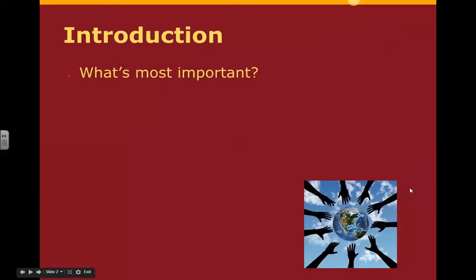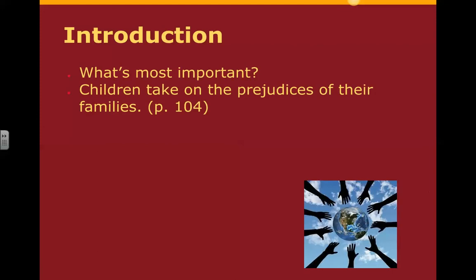What do you think is the most important thing about multicultural education? You should have written that in your blog and talked about the most important things, what your opinion is. Because one of the things that we know from research is that children take on the prejudices of their family. So if you have some children who come from a family that has a negative view of other races, other cultures, then those children more than likely are going to come to school with those same prejudices. So we have to really know how to combat those things.